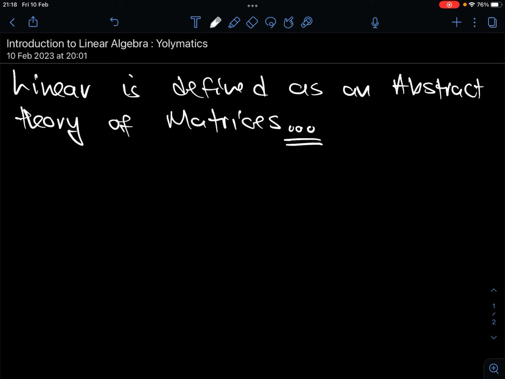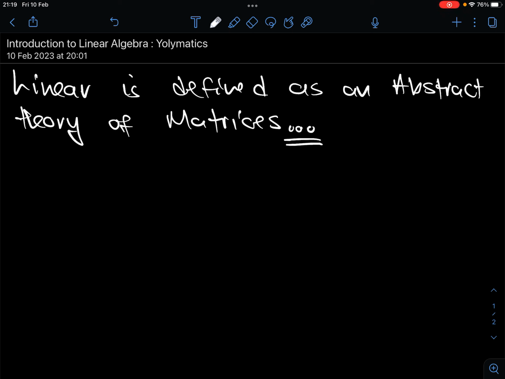I think everyone is well aware at this point of what we mean by the term abstract, especially when it comes to math at this level, so I won't go into the details of that. But one way of defining linear algebra is that it is an abstract theory of matrices. The reason I say so is that all the different chapters that you're going to be covering will have something to do with matrices. So that's why I've chosen to define linear algebra this way.